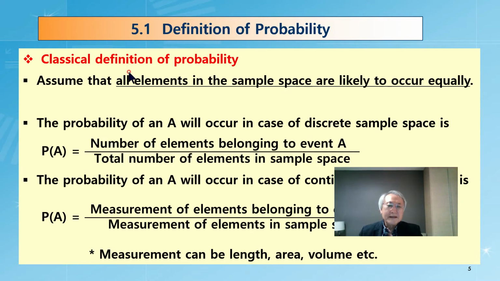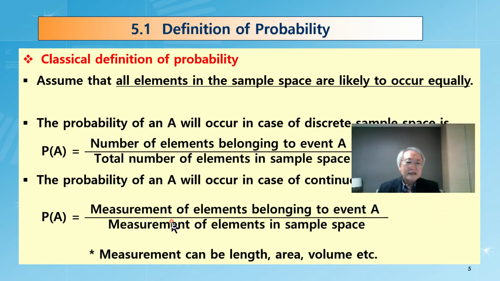The classical definition of probability is like this. We assume all elements in the sample space are equally likely to occur. In most cases, I think this kind of assumption is okay. Then how can you calculate the probability? In the case of a discrete sample space, we count the total number of elements in the sample space and then count the number of elements belonging to event A. If it is a continuous sample space, then we measure the sample space and then measure event A. We take the ratio as the probability. The measurement can be length, area, volume, etc.